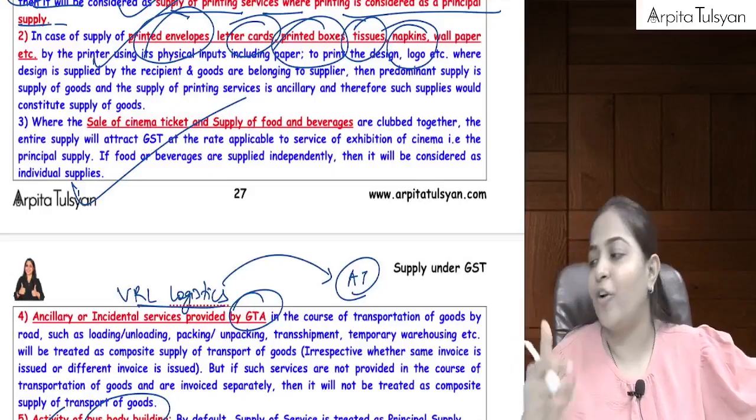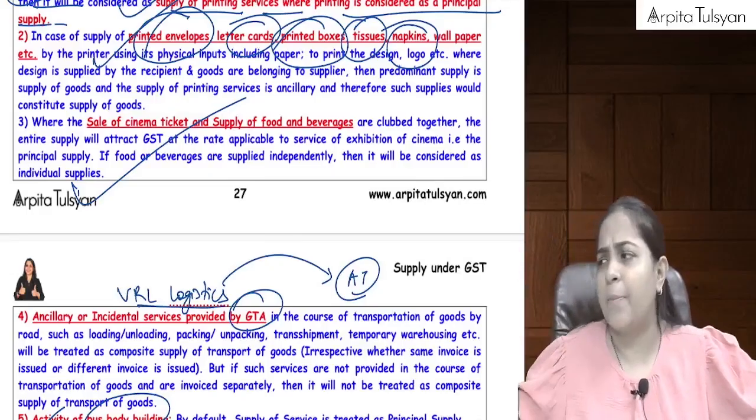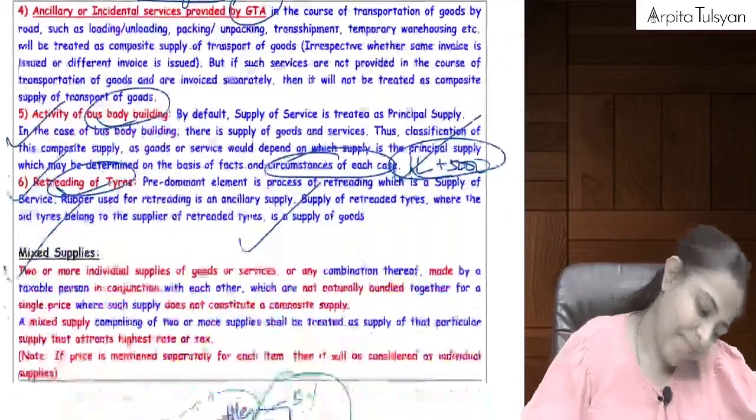And if you are not falling under composite supply, and not falling under mixed supply, then that will be considered as an individual supply. So individual rates will be applicable. Yes, okay, done.